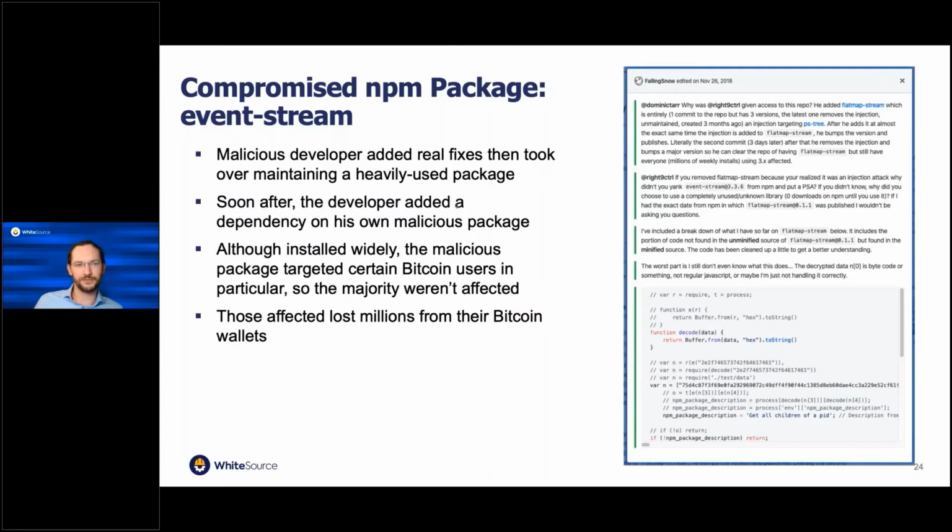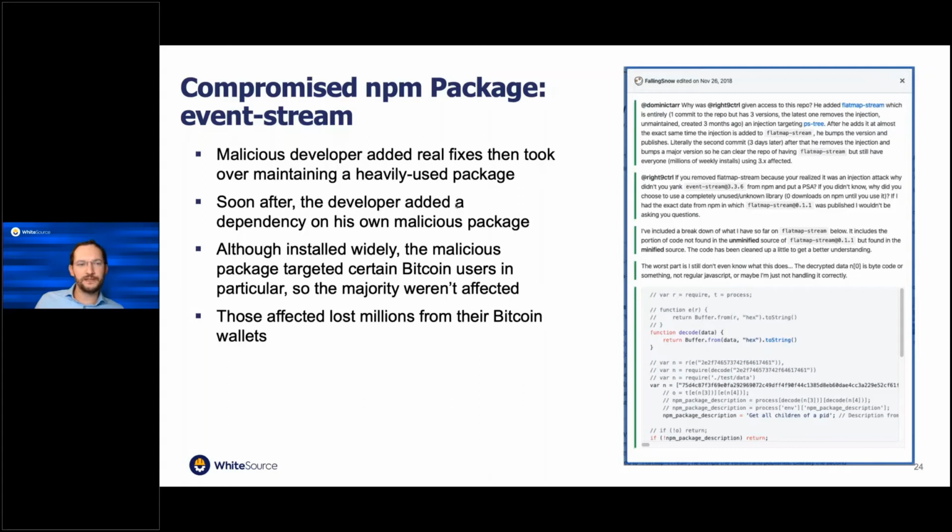To take a couple of examples, probably the most well-known one in the last 12 months was an NPM package called Event Stream. And this shows some of the sophistication. In this case, a malicious developer with real developer skills added real fixes to an existing package and then volunteered to take over maintaining the package permanently. This package was in heavy use. Its original author wasn't using it anymore, and he was very happy that someone else who did use it wanted to maintain it. It's open source, so he gave that person rights to do the maintenance.